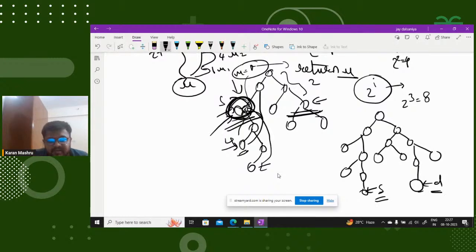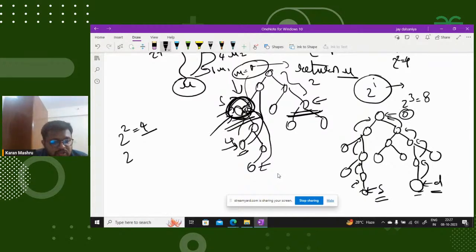Now I will go for a smaller bit, 2 power 2, that is parent at distance 4. So the parent at distance 4 is what? This is 1, this is 2, this is 3, and this is 4. So it is 0. For this node, the parent at distance 4 is also 0. So I will not make that move.